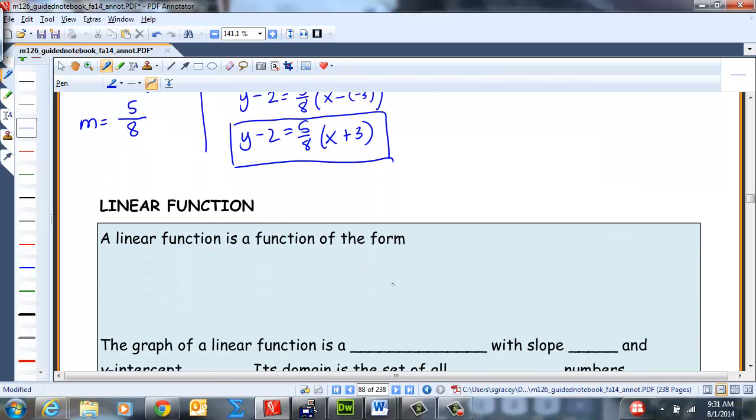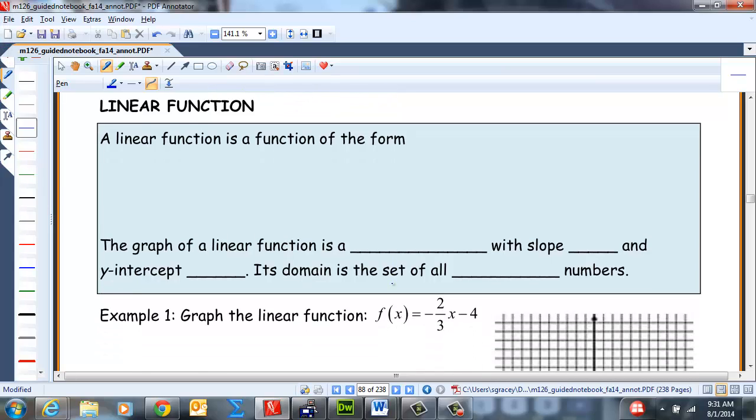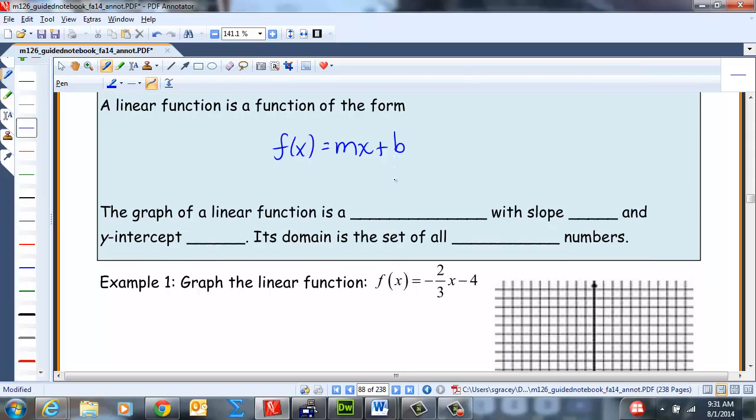Okay, so a linear function is a function of the form f(x) = mx + b. So you were used to y = mx + b, so that was written in equation notation. This is written in function notation. So if you can completely isolate y, you can replace that with f(x). So the graph of a linear function is a line with slope m and y-intercept b. Its domain is the set of all real numbers.